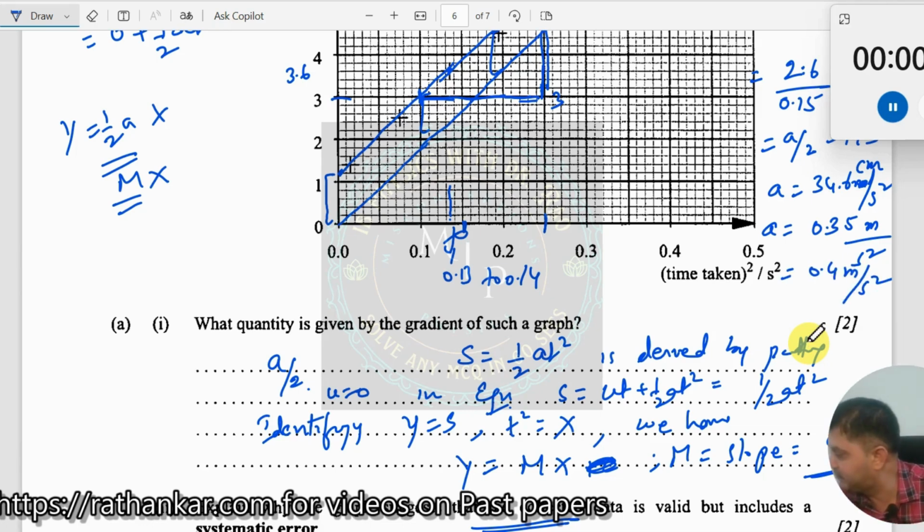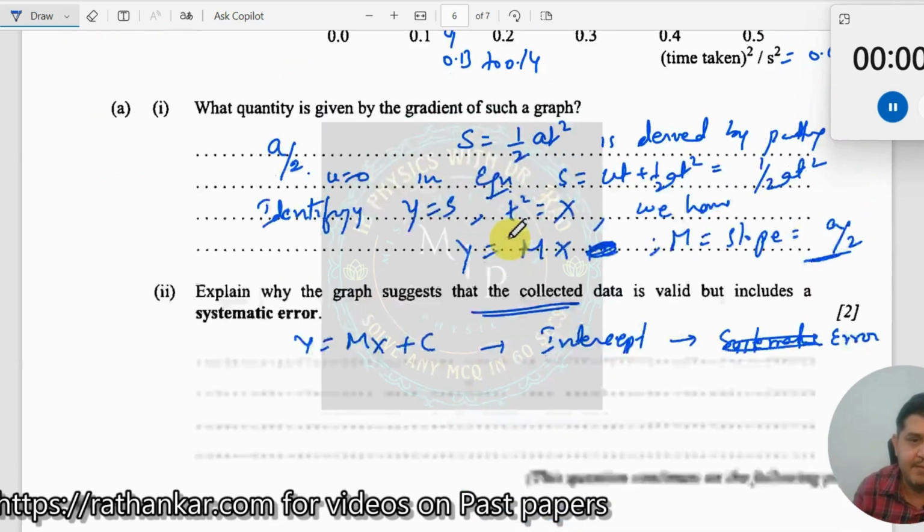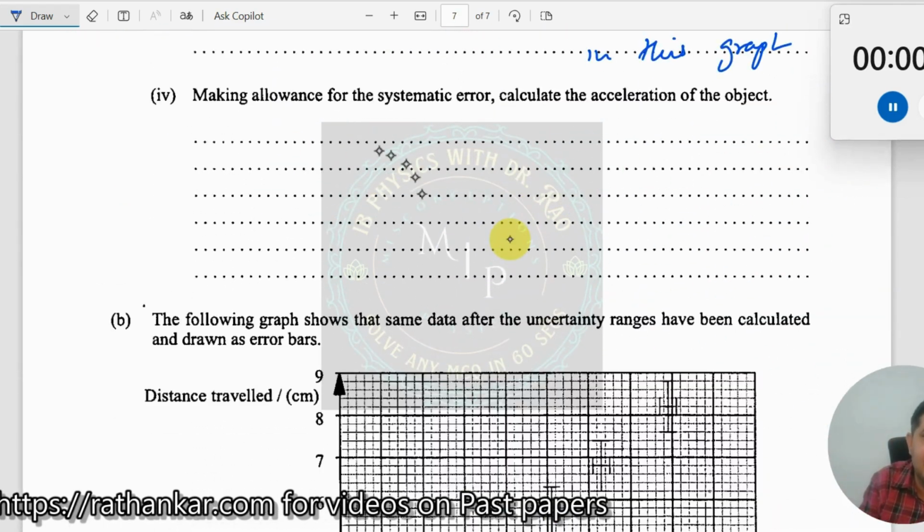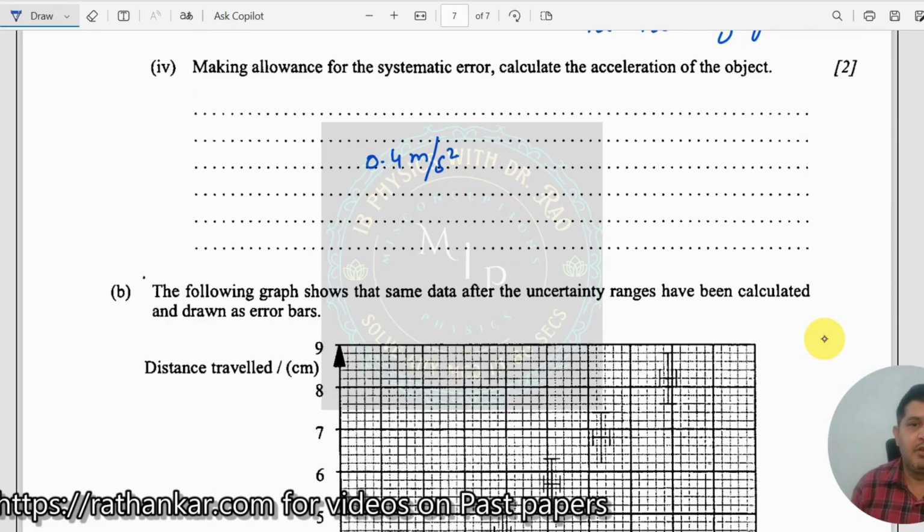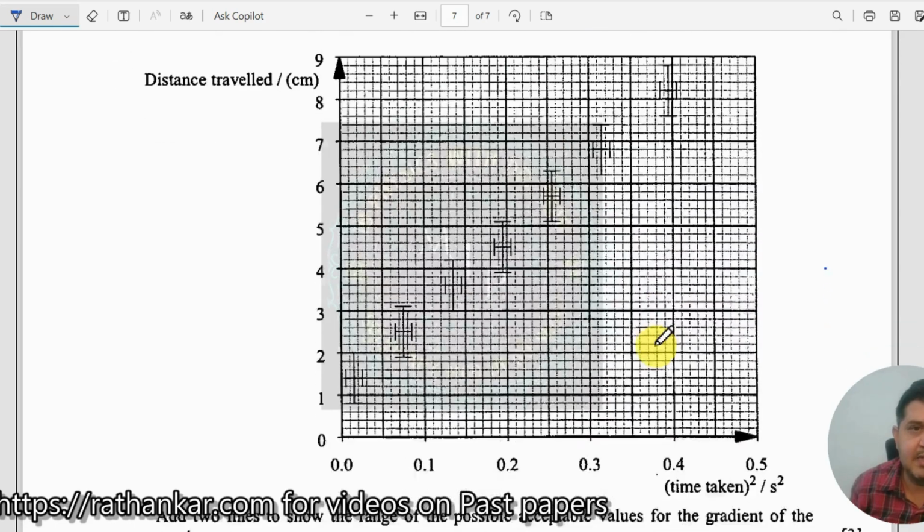Now the marking scheme also says you accept anything between 0.35 to 0.4. So you got it correctly. Okay, so therefore this answer is also answered. This is 0.4 meter per second square. So we have answered the fourth part also. Now let us look at the last part of this question.